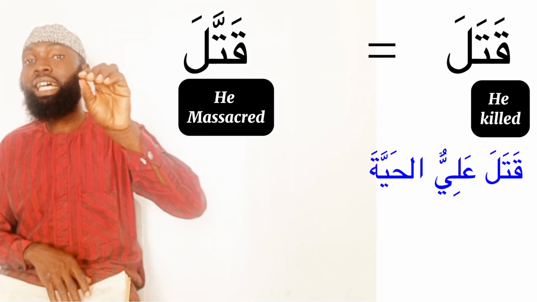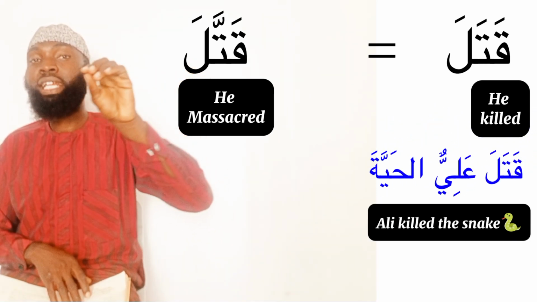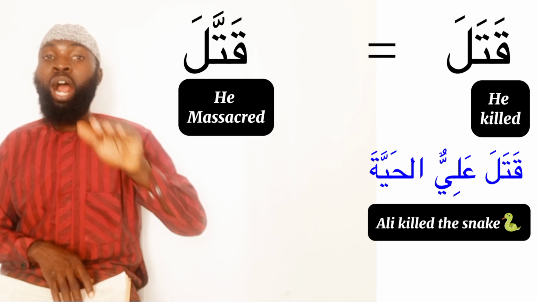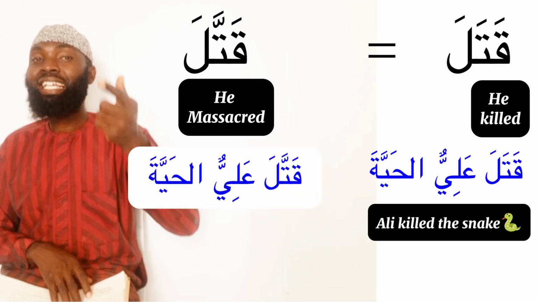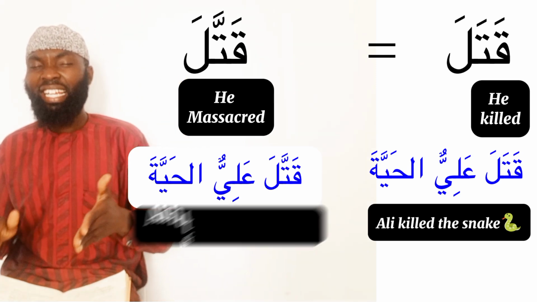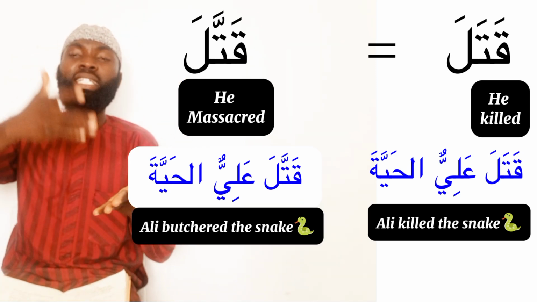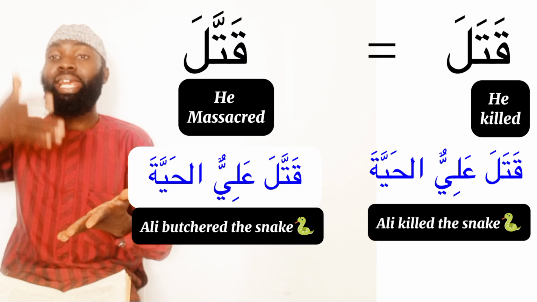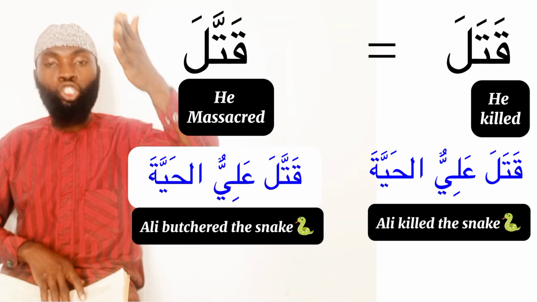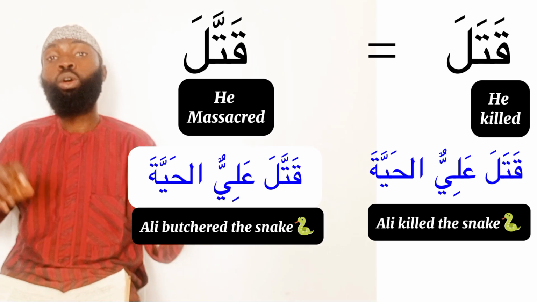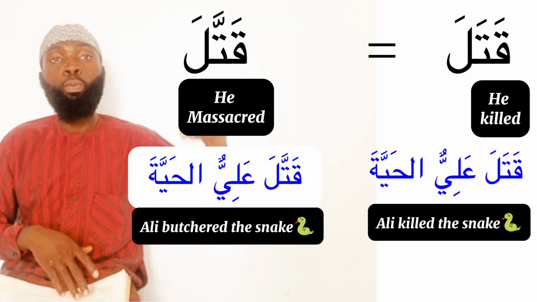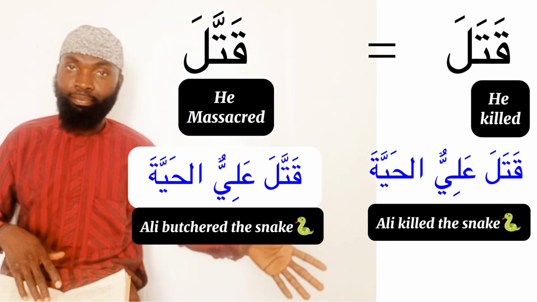So I can say qatala Aliyun al-hayyata. Ali killed the snake. However, when I say qattala Aliyun al-hayyata, it means he massacred it, like he killed it severely, maybe by killing it, cutting it, slaughtering it, making sure that he destroyed it completely. In short, the word qattala is usually used as to massacre a group of people.